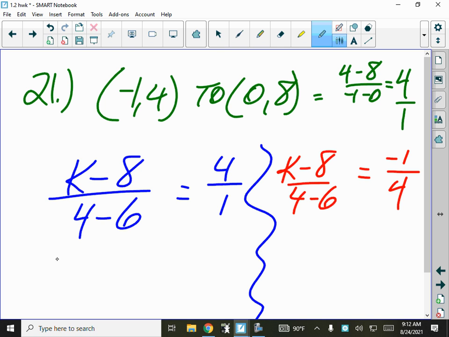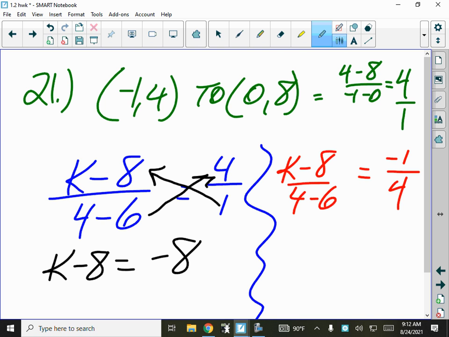So it's going to be k minus 8 on the left. I just multiplied here, right? And then I'm going to multiply negative 2 times 4 there and get negative 8. And then I'm going to add 8 and get 0. So the value of k that makes them parallel is 0.